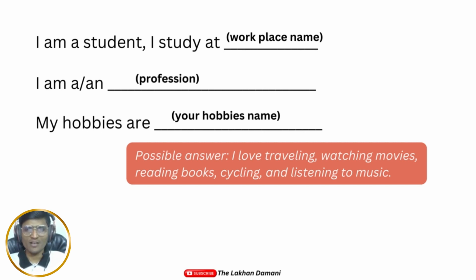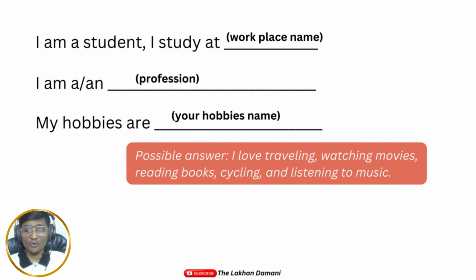My hobbies are, my hobbies are, possible answer is, I love traveling, watching movies, reading books, cycling, and listening to music. These are some of the hobbies that I have given you as an answer. Now, please repeat after me or pause the video and try to say it by yourself.